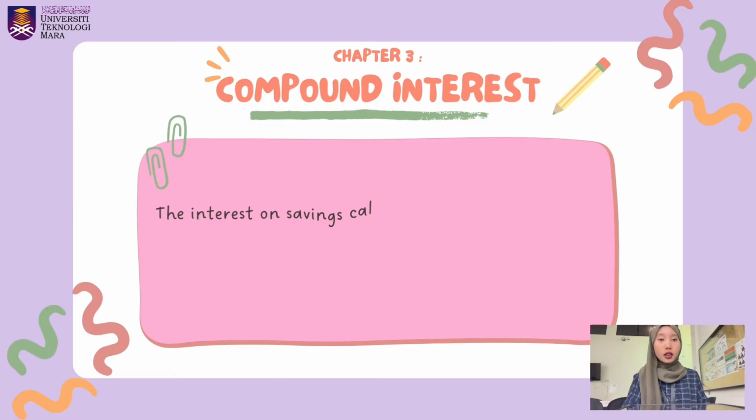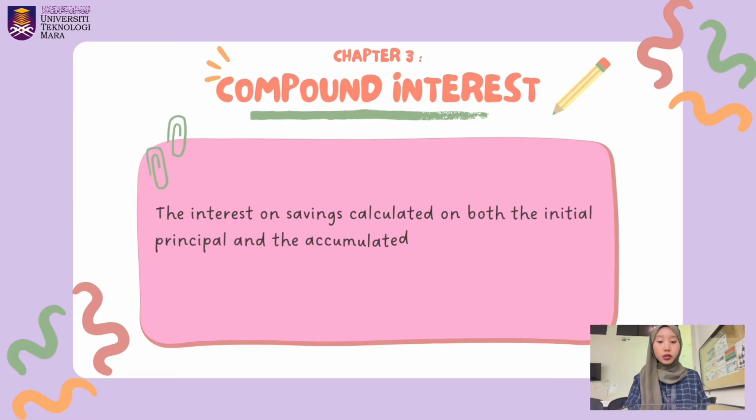Chapter 3. Compound Interest. The interest on saving calculated on both the initial principal and the accumulated interest from previous periods.